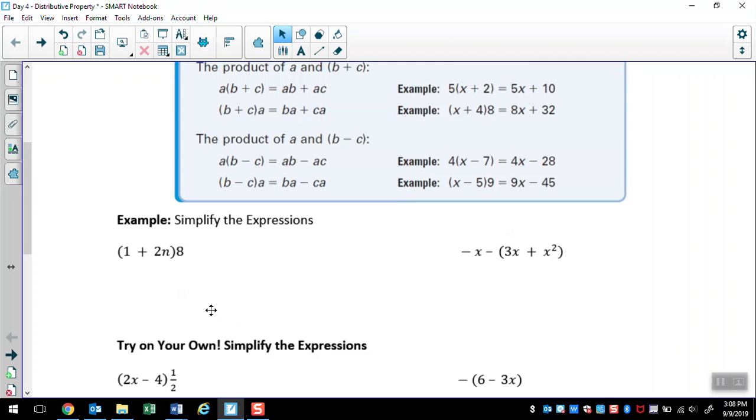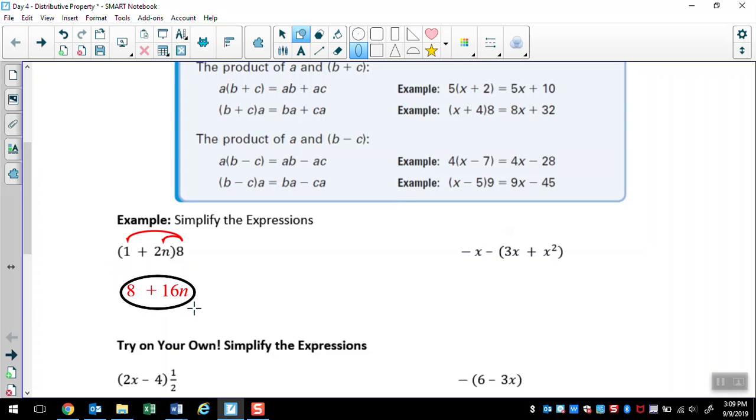When we're looking to distribute, we have to look for the number that is what I like to call stuck to the parentheses. That means there's no operation between the number and the parenthesis. In this case, we're looking at the 8. So when I distribute that 8, I'm going to do the 8 times 1. So 8 times 1 gives us 8. Now I'm going to distribute my 8 to the 2n. So 8 times 2n, and be careful, that's a positive 2n, gives me a positive 16n. And then I'm done. Nothing more left to do. At this point, please make sure you are circling your answers.